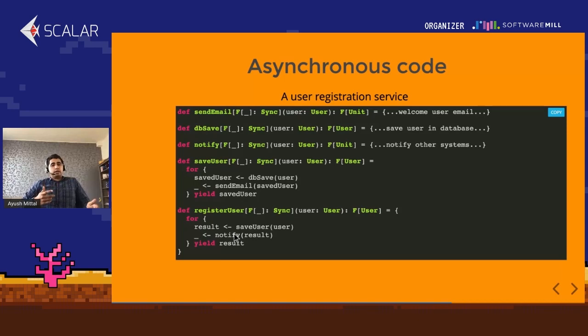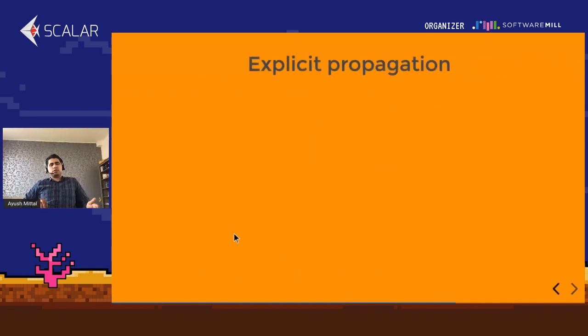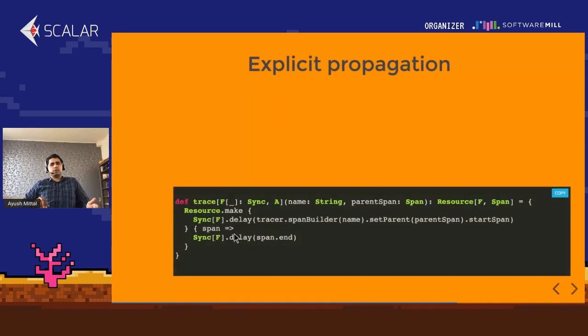Not only do we want to see traces for them, we also want to make sure that these traces are related. We want to make sure we can see in our trace without looking at the code that the register user method internally called the save user, and the save user was followed by a notify. We want to see that information not by looking at the code, but by looking at trace, because our systems are observable in nature. So let's give it an attempt, and we'll use explicit or manual propagation.